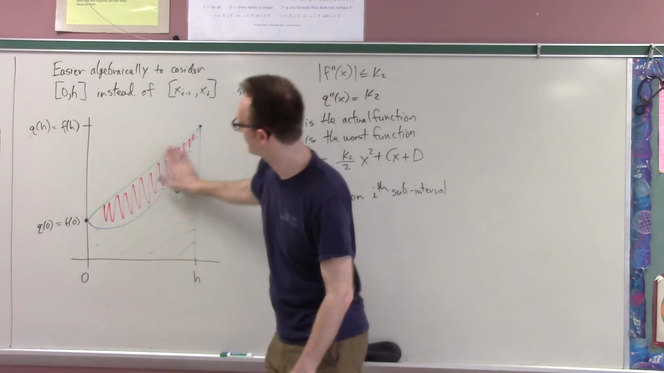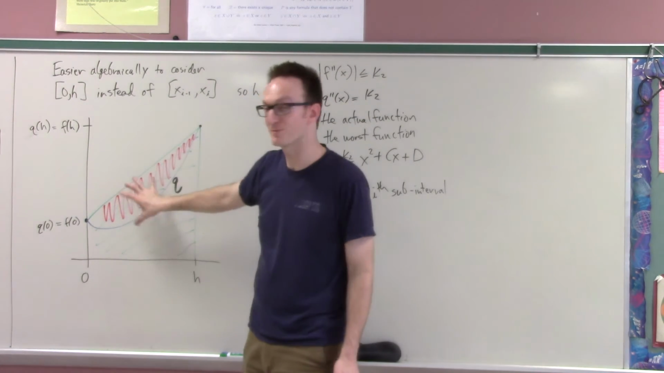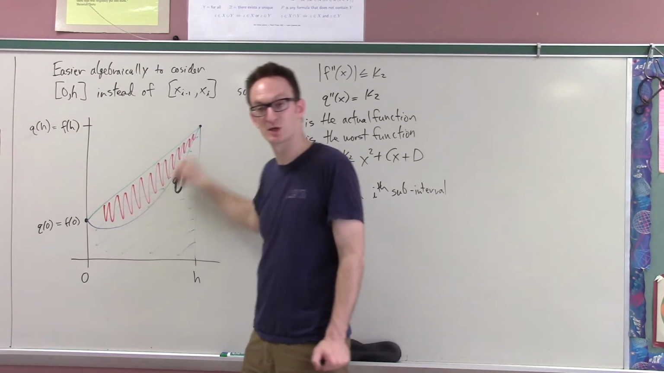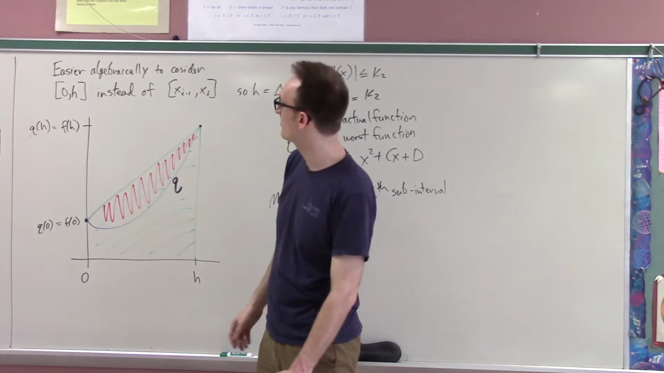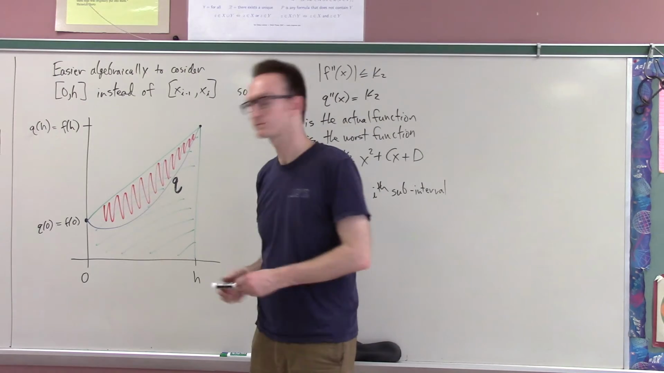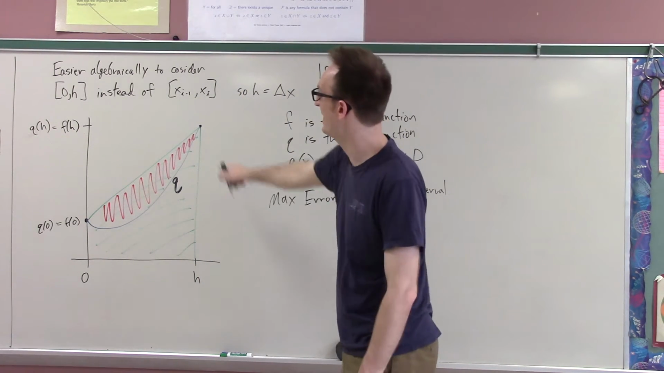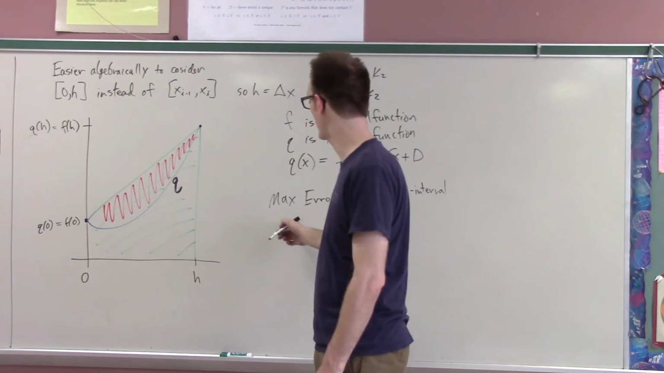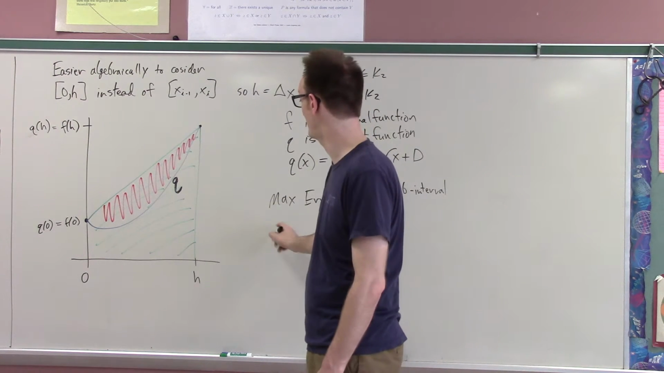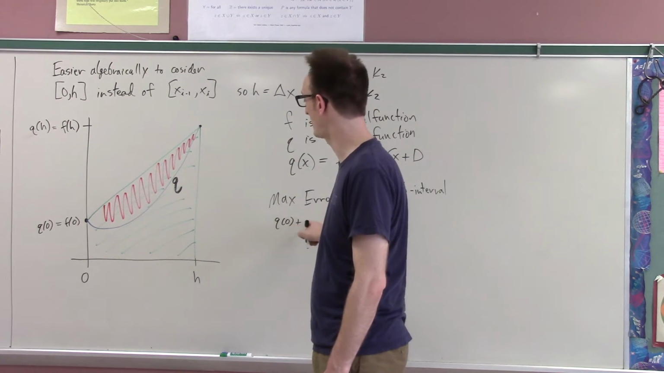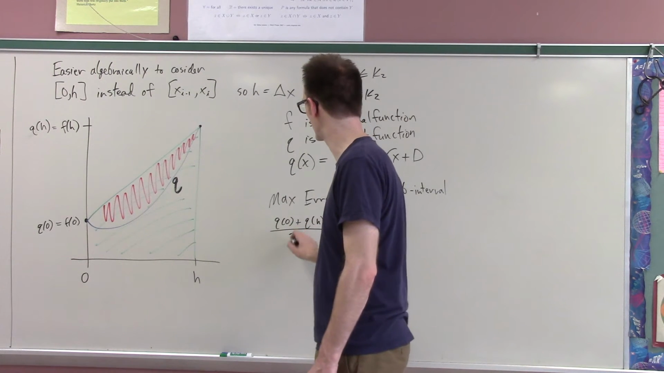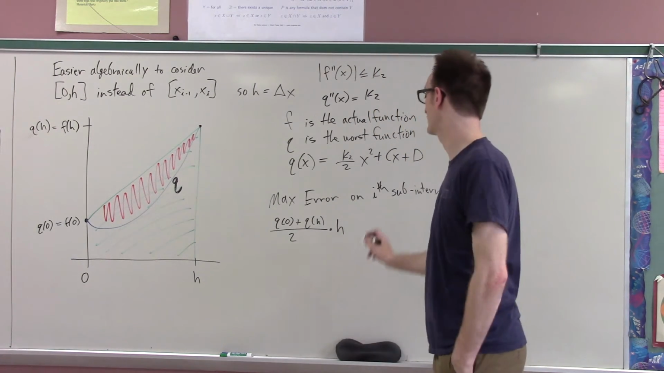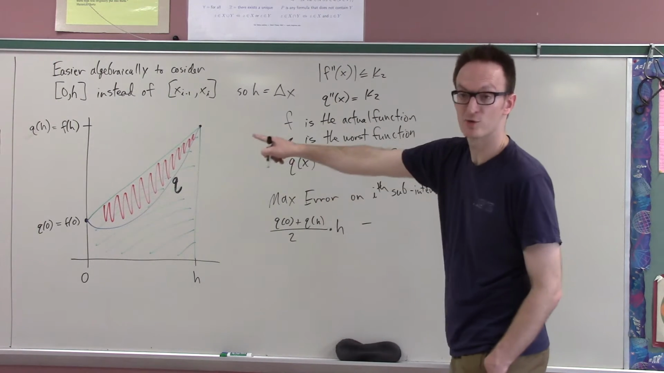If the green area under this trapezoid is my approximation of the integral using the trapezoid rule, and Q is the worst possible function that f might be, then the maximum error is the difference in those two. So what we want to do is take the area of the trapezoid minus the area under the Q function. That's going to be Q of 0 plus Q of h over 2, so the average of the bases, times the height, which is h. That's the area under the trapezoid.